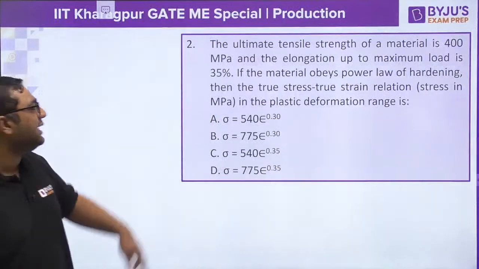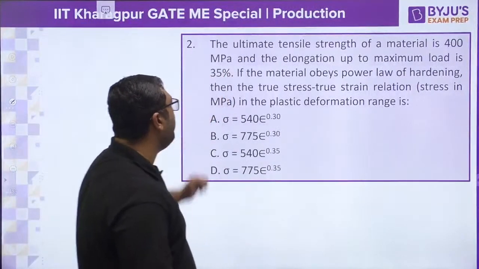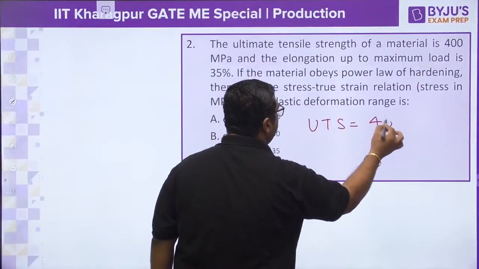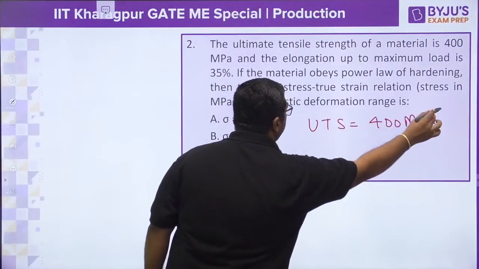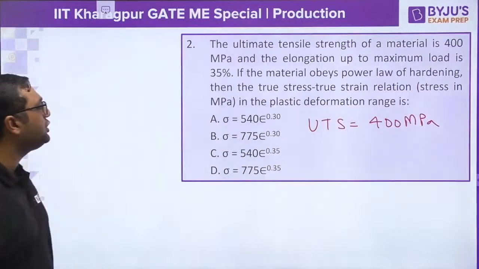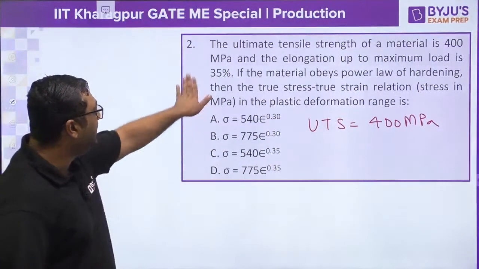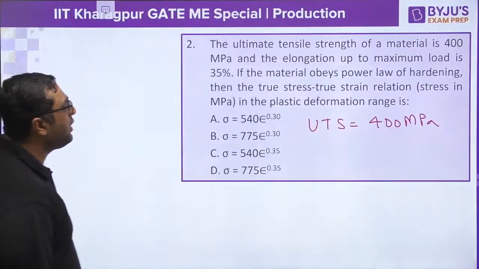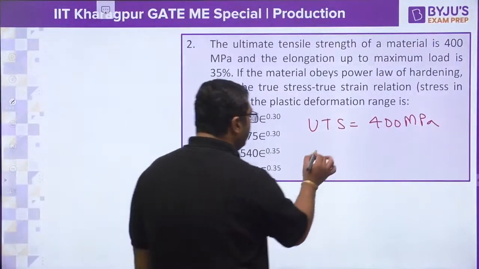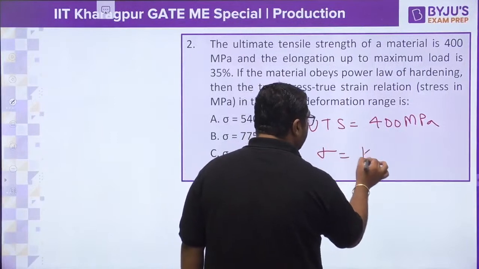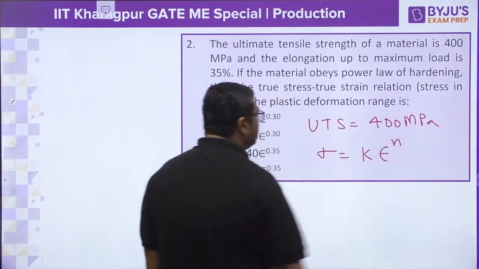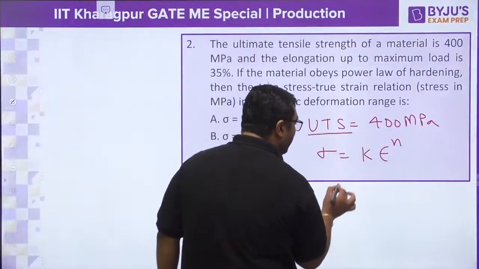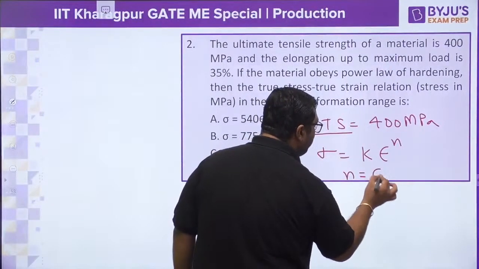The ultimate tensile strength of a material is 400 MPa. So UTS is given as 400 MPa. It is said that the elongation up to maximum load is 35%, and the material obeys the power law of hardening. The power law of hardening says that sigma is K times epsilon to the power n. This is said to be the power law of strain hardening. At ultimate tensile strength, n becomes equal to epsilon.